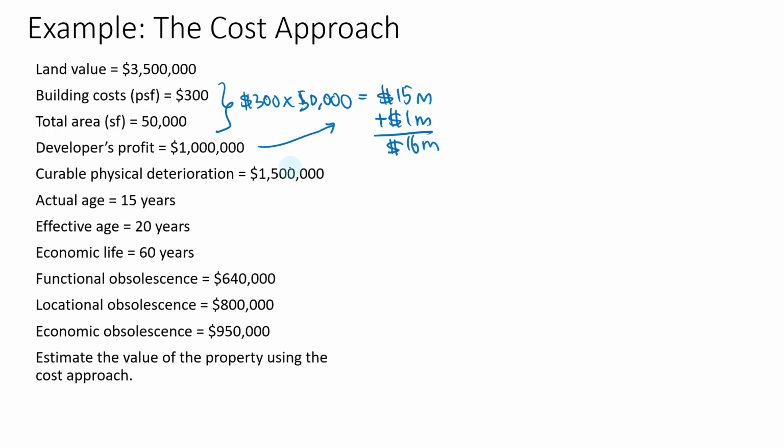Now, what we need to do is start by deducting the curable physical deterioration. So we subtract 1.5 million, that gives us 14.5 million. So it's important that we first subtract the curable physical deterioration before we compute the incurable physical deterioration. So that is an important step here. All right, so for the next step, I'm going to estimate the incurable physical deterioration.